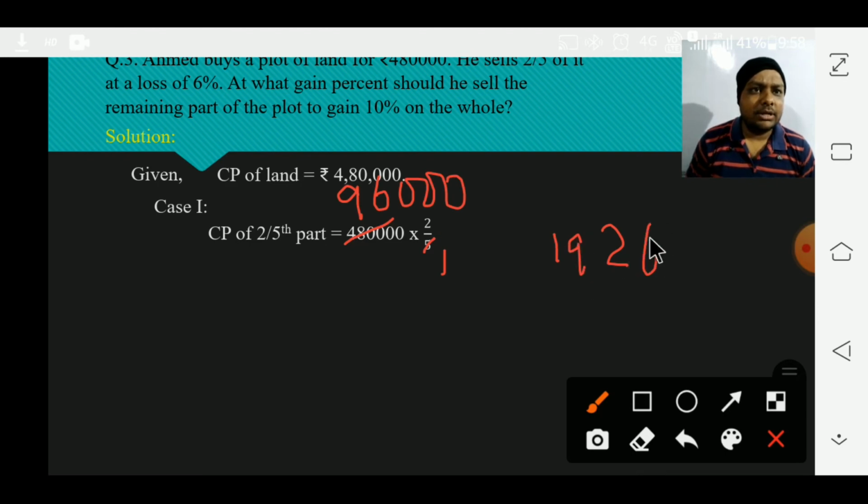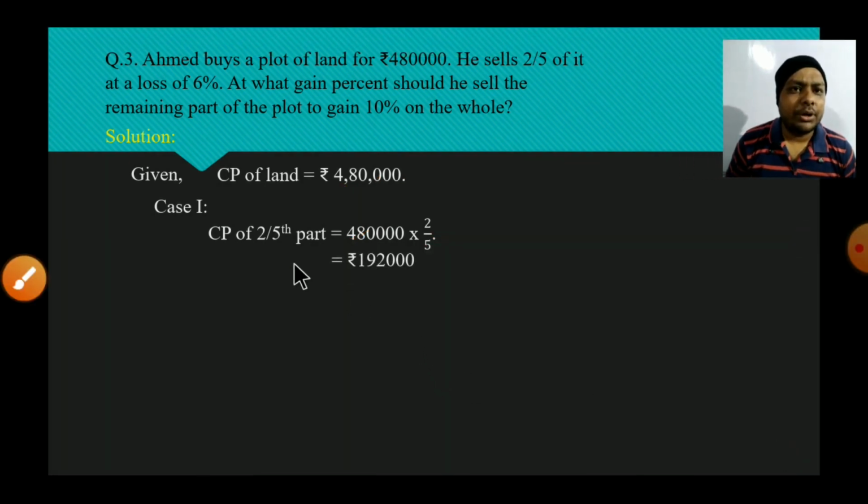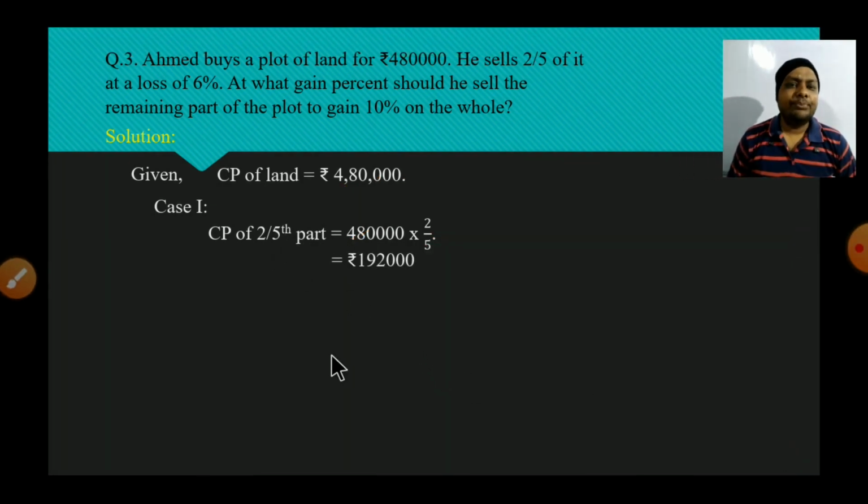It means 1,92,000 will be the CP of 2 by 5th part. Okay, then let's find the SP of 2 by 5th part.